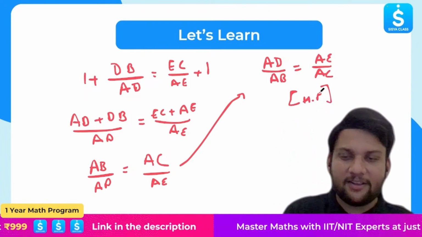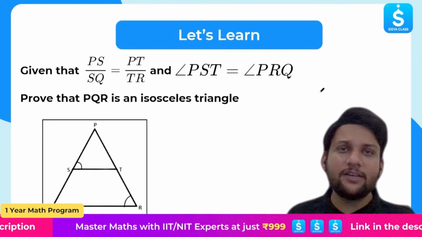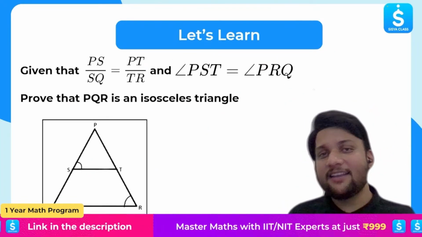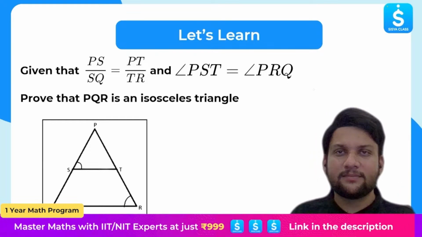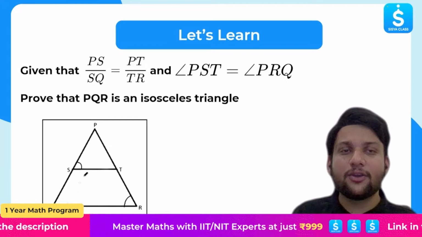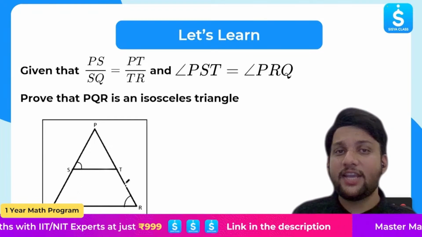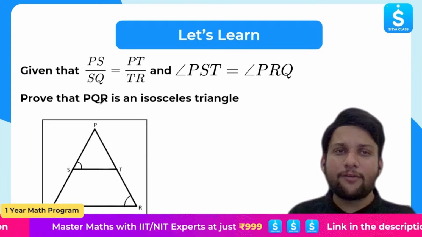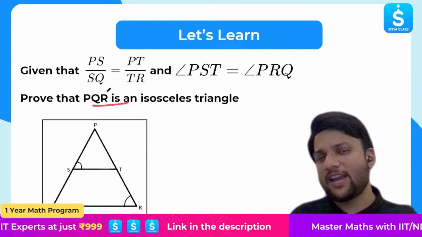Great. All right, amazing. Let's do one more question. And this perhaps is the easiest question. You can do it by using anything. Just pause this video and try yourself. All right, let's resume. What is given? Given that PS over SQ is equal to PT over TR and angle PST is equal to angle PRQ, we have to prove that PQR is an isosceles triangle.